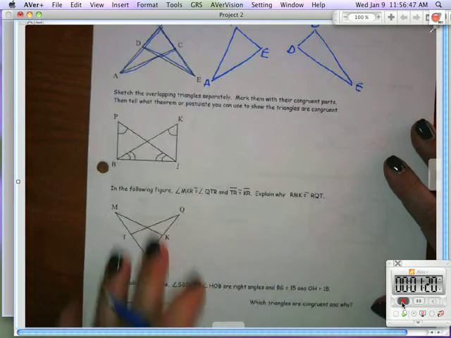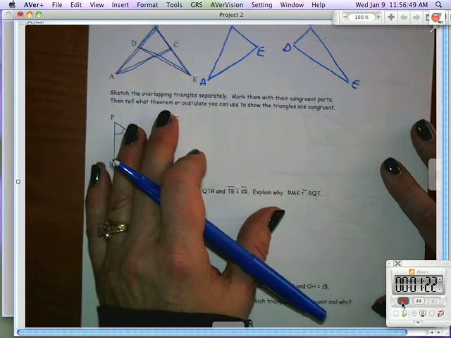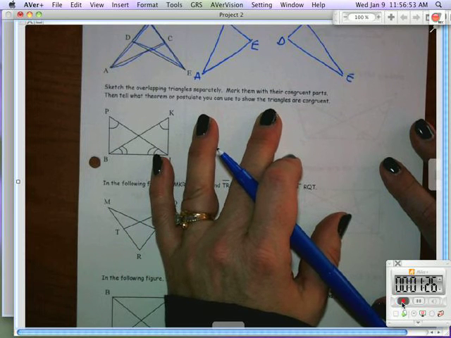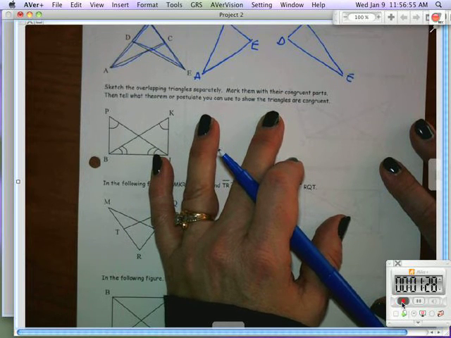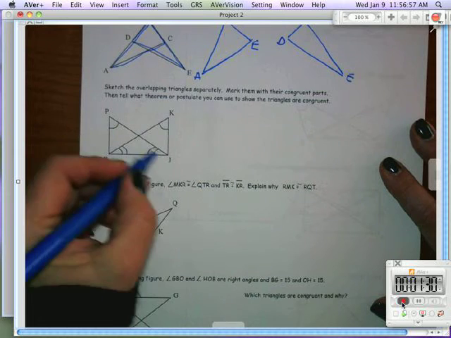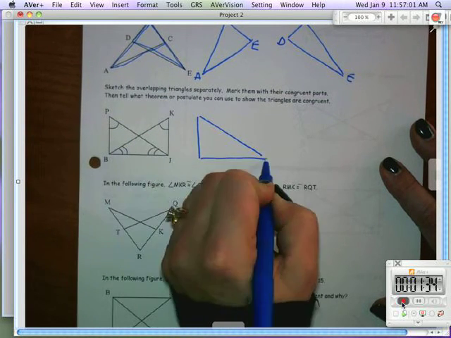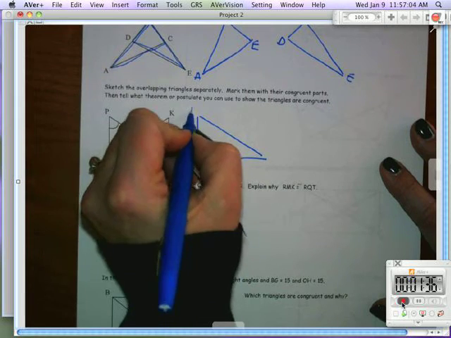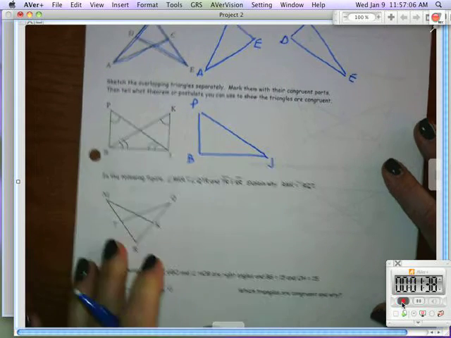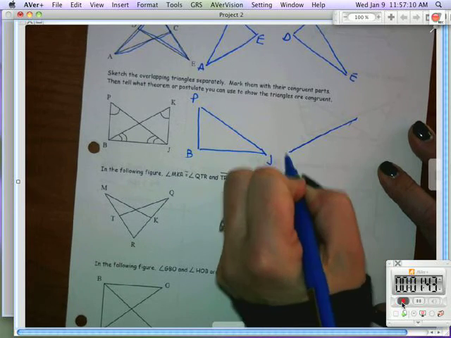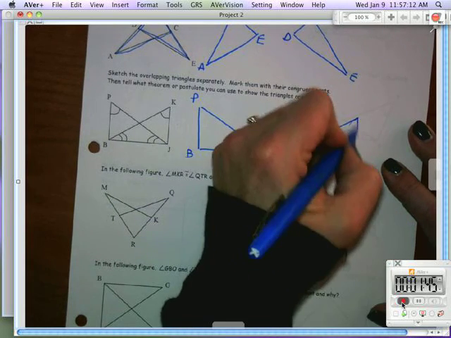Alright, sketch the overlapping triangles separately. Mark them with their congruent parts, then tell what theorem or postulate you can use to show that the triangles are congruent. Alright, so I see a triangle here, so I'm going to draw that. And that's B, P, J. And then I'm going to draw this triangle right here. I like to draw them sort of in the same direction that they were.